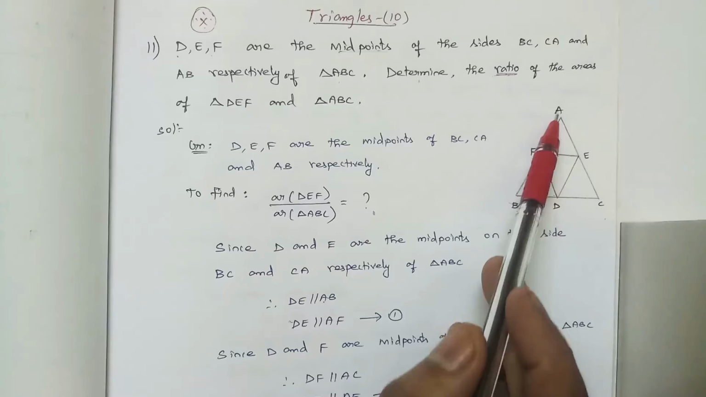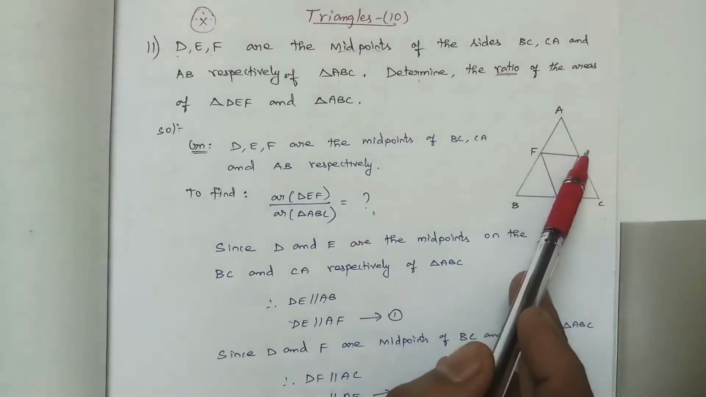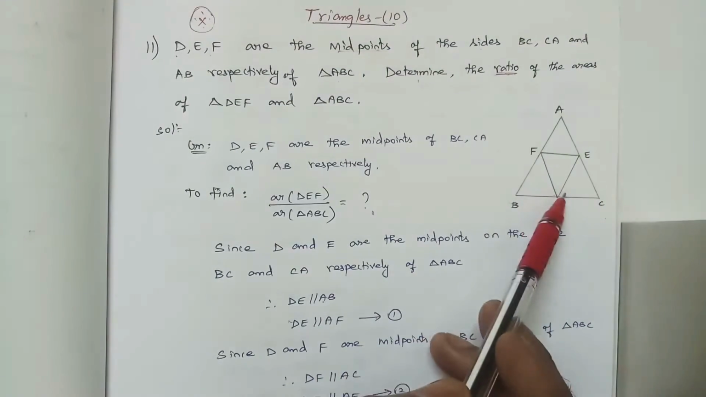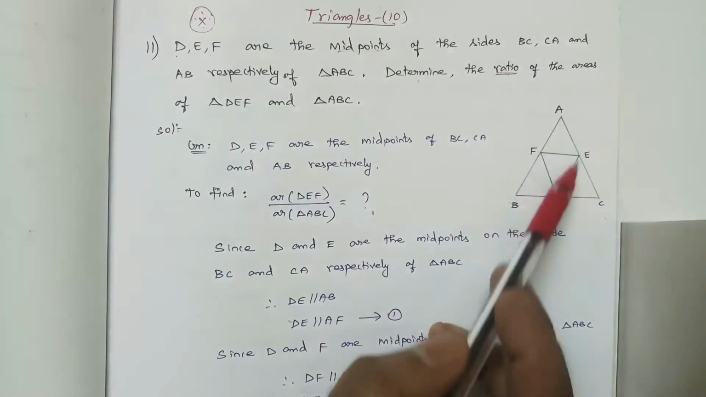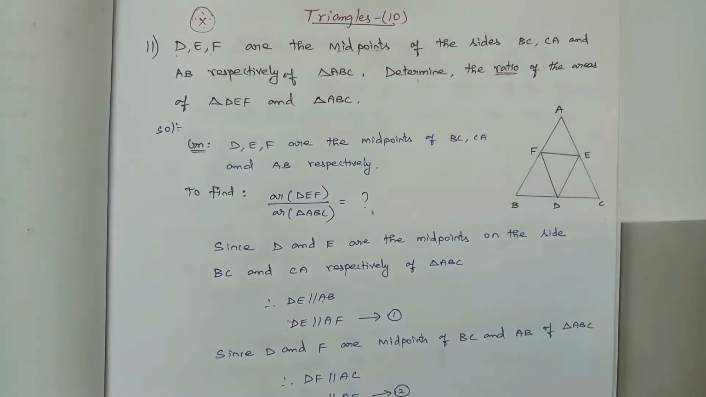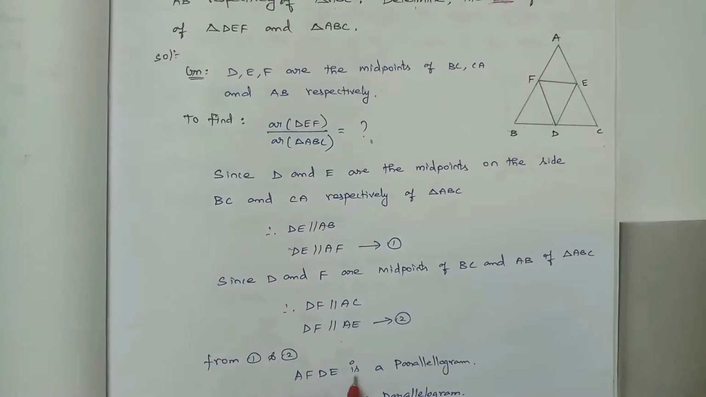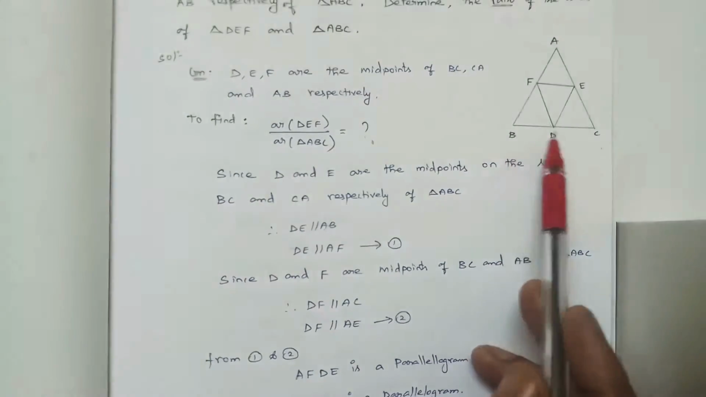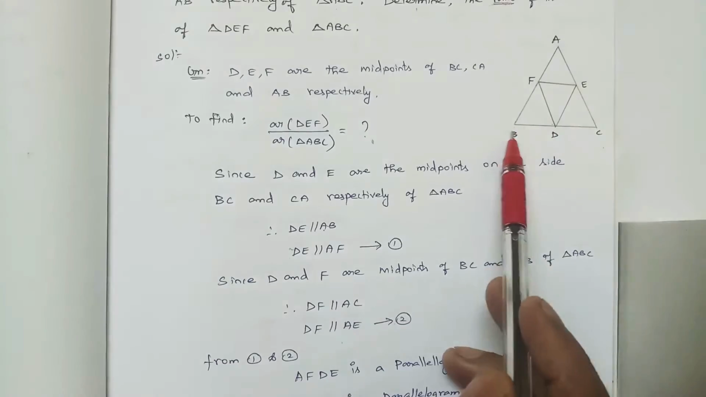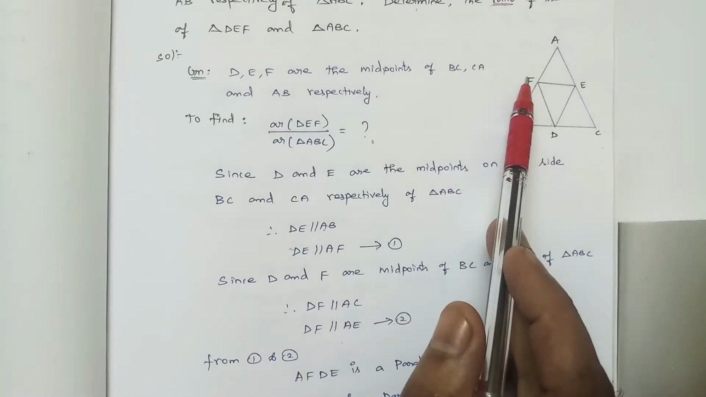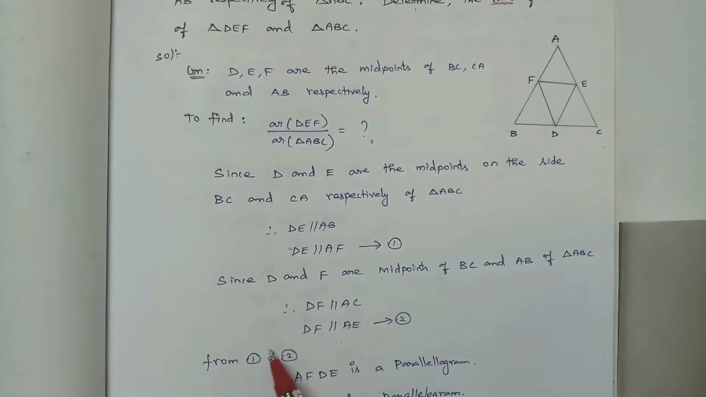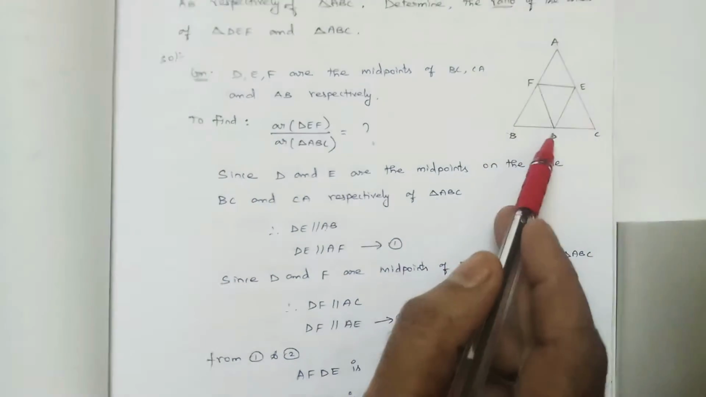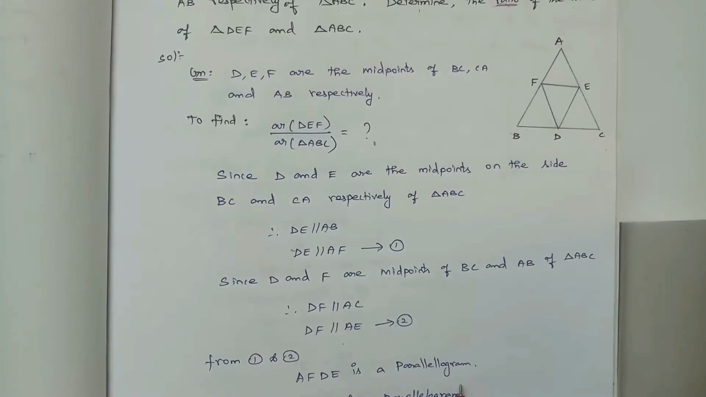Then we can say that AFDE is a parallelogram. So DE is parallel to AF and DF is parallel to AE, then we can say that AFDE is a parallelogram. Similarly, taking the same midpoints, we can prove that BDEF is a parallelogram, because D and F are midpoints and E is also a midpoint. By using the same midpoint theorem property, we can prove that. But I'm just writing similarly: BDEF is a parallelogram.